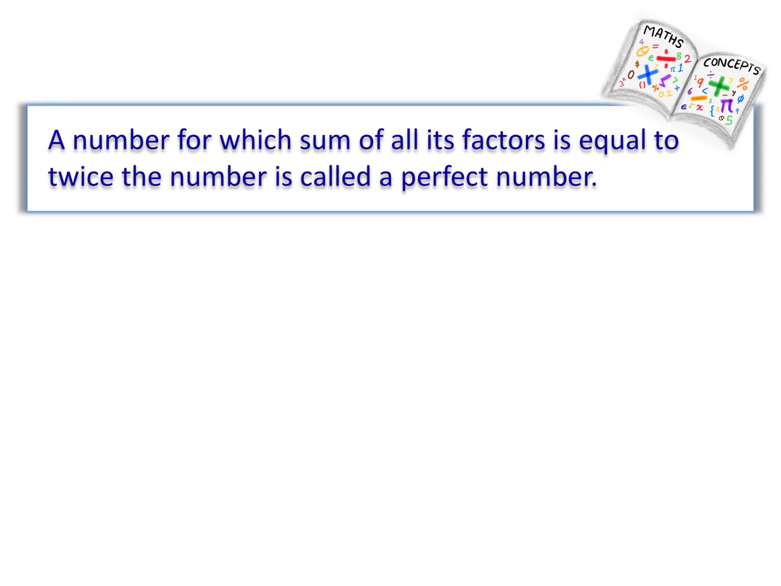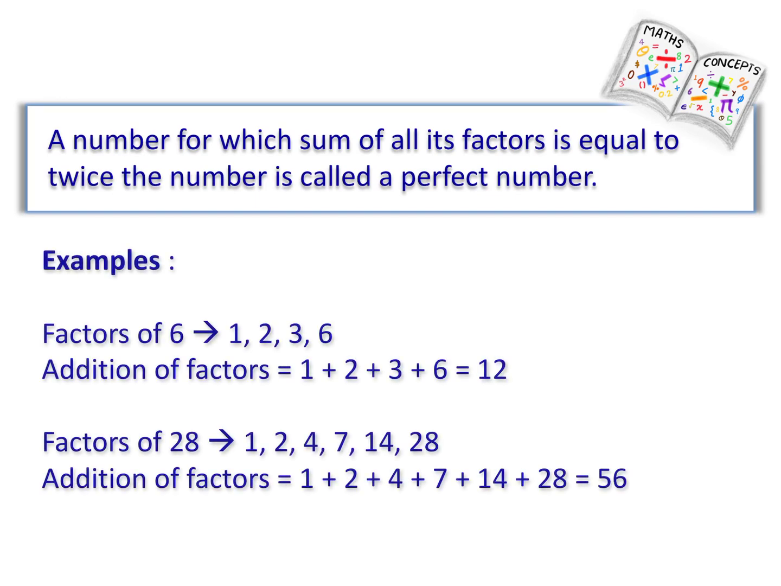The next one is a number for which the sum of all its factors is equal to twice the number is called a perfect number. What does it mean? Here I have shown one example. Factors of 6 are 1, 2, 3 and 6. These are all factors of 6. So when I add these factors, I get 12, which is twice the number itself. In such a case, this number is called a perfect number.